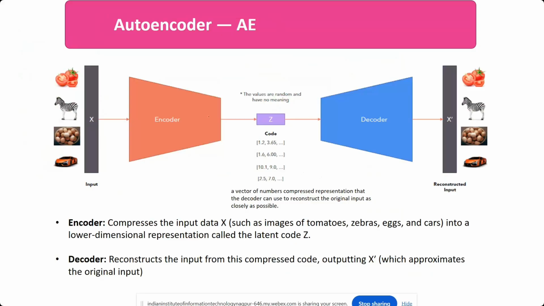Now what will happen in this autoencoder? As I have mentioned, you are taking the image and representing it in vector form. Second image in vector form. Directly you are representing the image in a vector form, so there is no learning involved here. In this latent space, semantic meaning is not captured. The values are random and have no meaning. It is a vector of numbers, a compressed representation that the decoder can use to reconstruct the original input as closely as possible. So this is the purpose of this encoder.